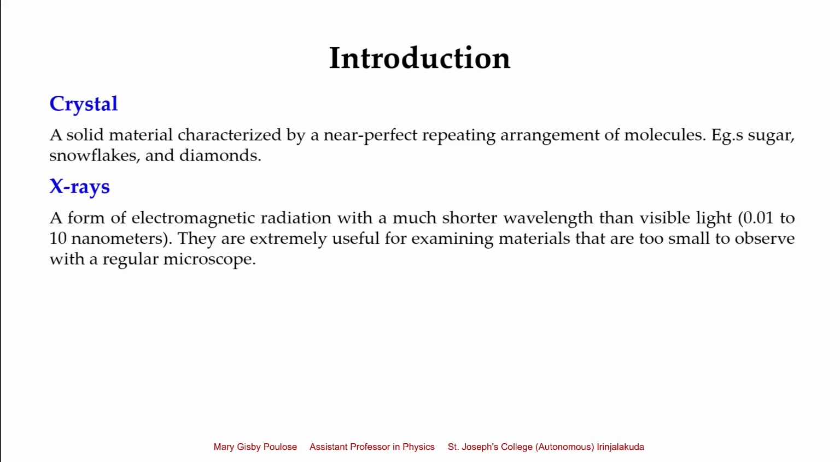Now, we all know about the electromagnetic spectrum, and X-rays are a part of these EM waves. It is a form of electromagnetic radiation on the much shorter wavelength side. Its wavelength is much shorter than that of visible light, and it ranges from 0.01 to 10 nanometers, 10 raised to minus 9 meters. These X-rays are usually used to study very small materials, materials that cannot be seen with a regular microscope. So in order to study their structure, we use X-rays.